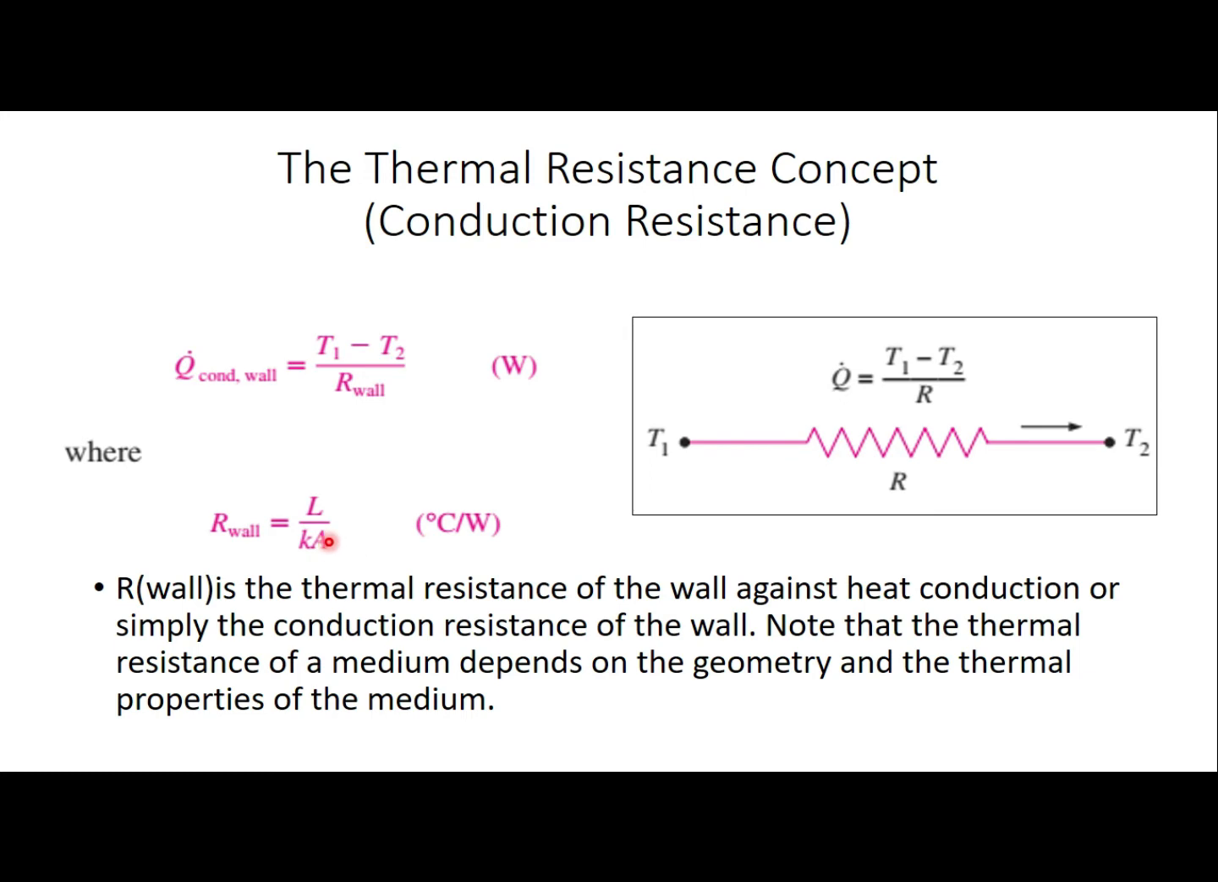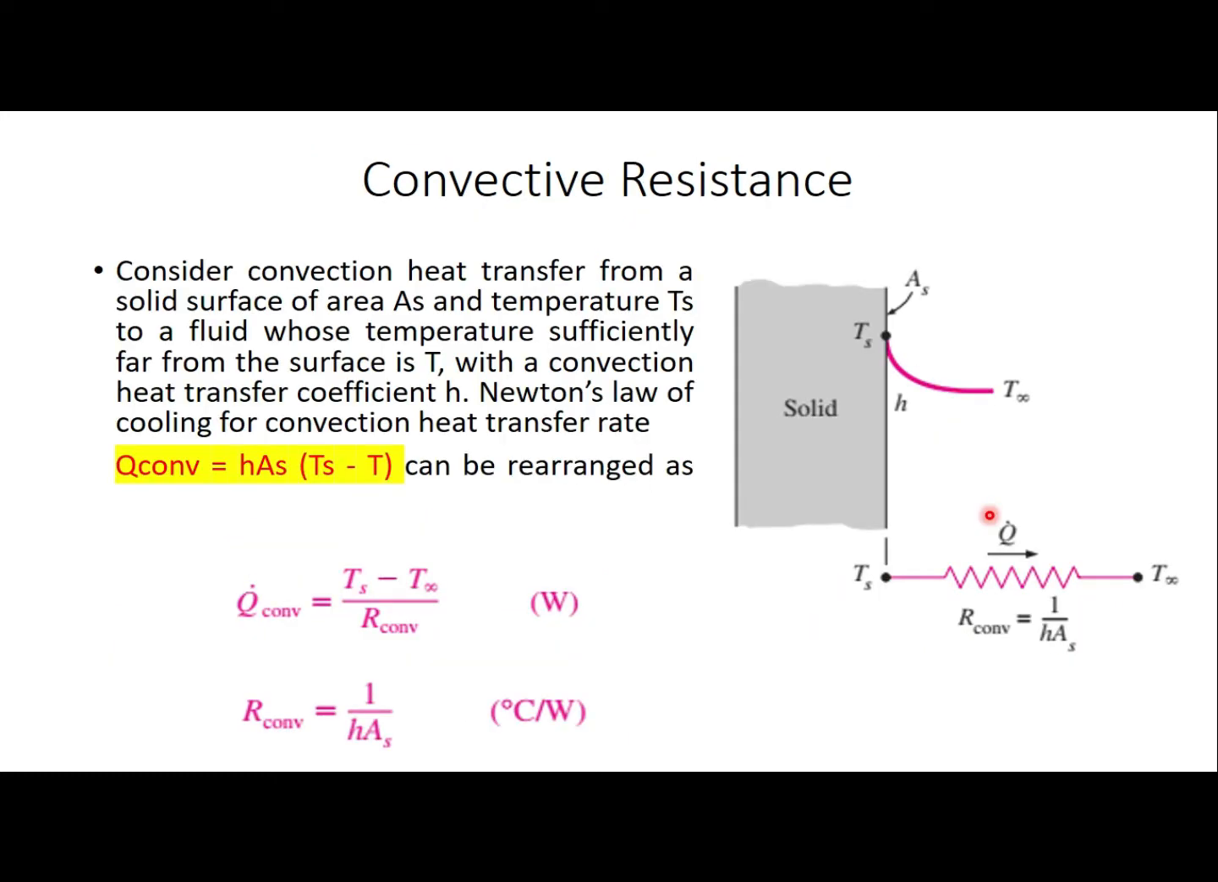So greater the length of the wall, greater will be the resistance of the wall, so less would be the rate of heat conduction. So the R wall is the thermal resistance of the wall against the heat conduction, or simply the conduction resistance of the wall. Note that the thermal resistance of a medium depends on the geometry and the thermal properties of the medium.